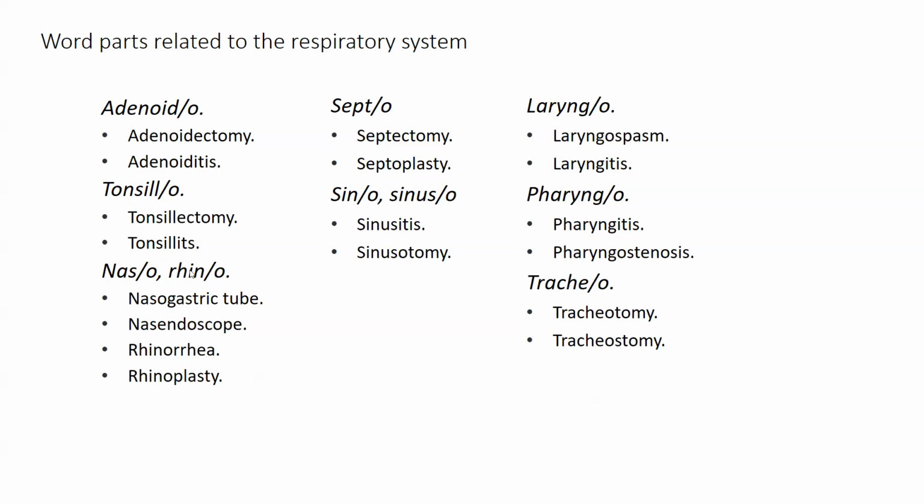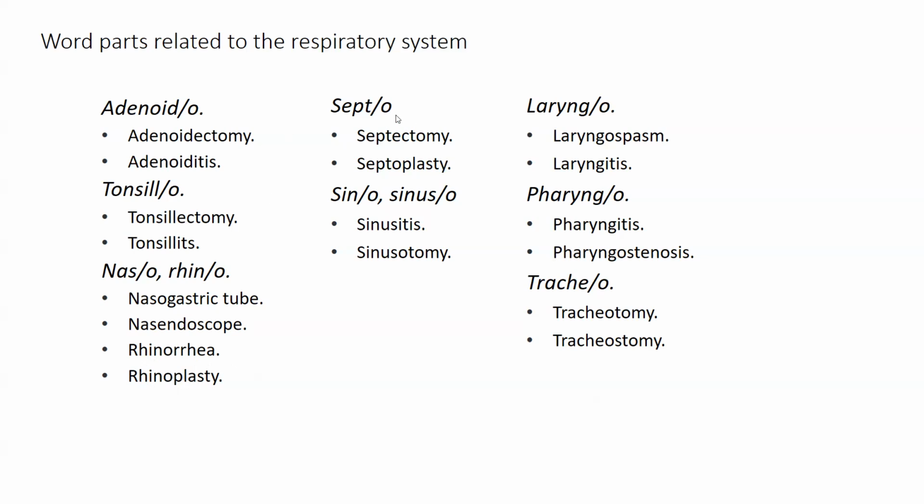Both naso and rhino mean nose. So a nasogastric tube is a tube that leads from the nose to the stomach for feeding patients that are incapable of eating. A nasendoscope would be a device used to look inside the nasal cavity. Rhinorrhea is a runny nose. Rhinoplasty would be surgical repair of the nose.